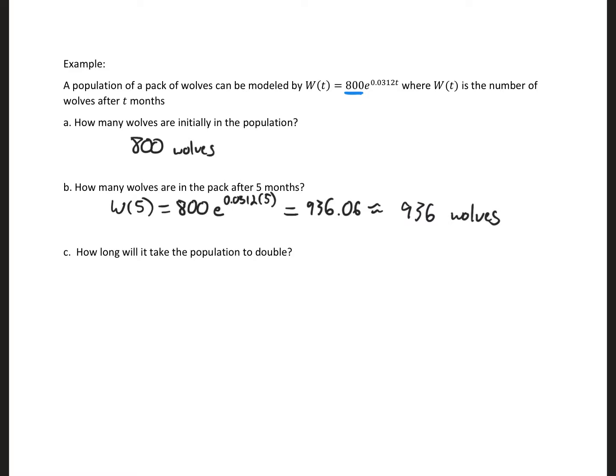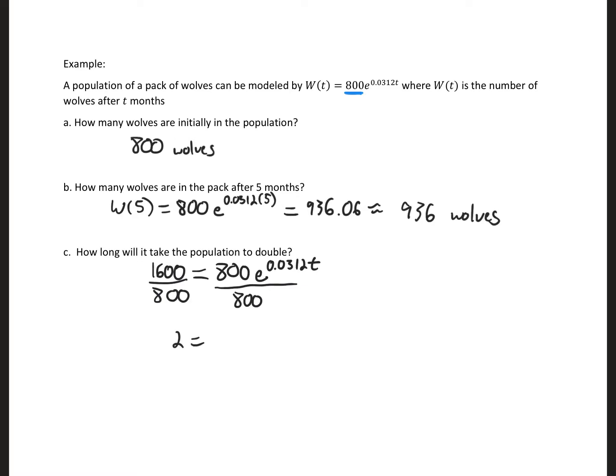And then lastly, how long will it take the population to double? If initially we had 800 wolves and the population were to double, that would have us at 1,600 wolves. So what we're really trying to solve is 1,600 equals 800e to the 0.0312t. We know to solve these continuous growth functions for the input variables, we're going to need to use that natural log. So let's get e to the power by itself first. So let's divide by 800. And what's nice here is 800 does evenly go into 1,600.